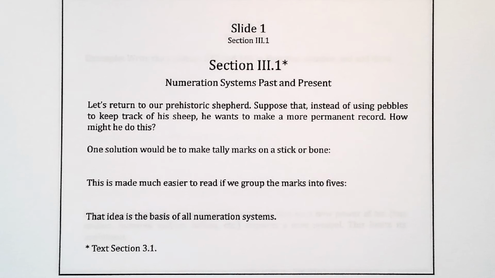Well, suppose instead of having just a basket of pebbles, which could be lost at any point, he wants a more permanent record of his sheep. Instead of having a basket of objects, he could basically write it down, just make a mark for each of the sheep that he has. So instead of using pebbles, he could use marks. So one solution would be to make tally marks on a stick or a bone.